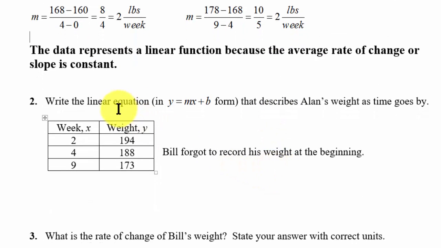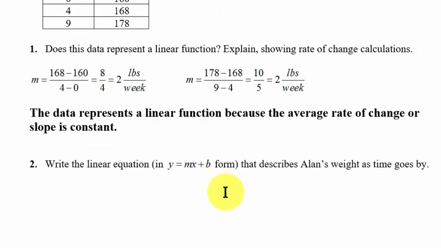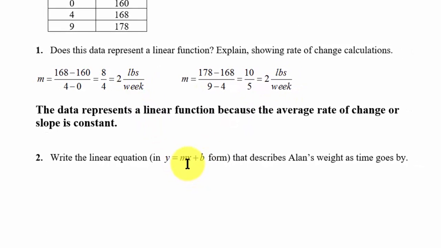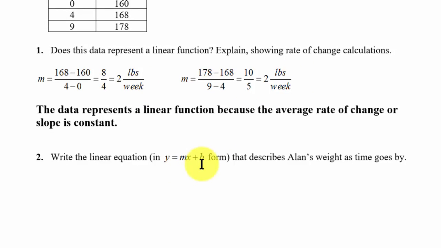Next, we're asked to write the linear equation in the form of y equals mx plus b. So remember the m, we've just found the m, right? The m is the 2 pounds per week, that's our slope. And the b is our y-intercept, or our initial weight. So I'm going to write y equals, and I'll replace the m with this 2.